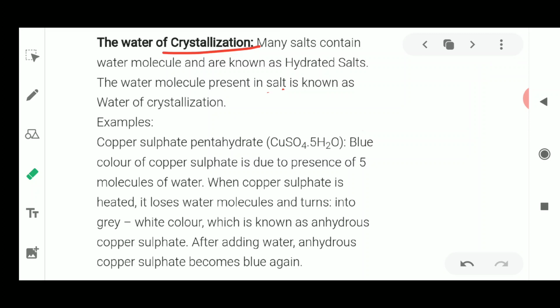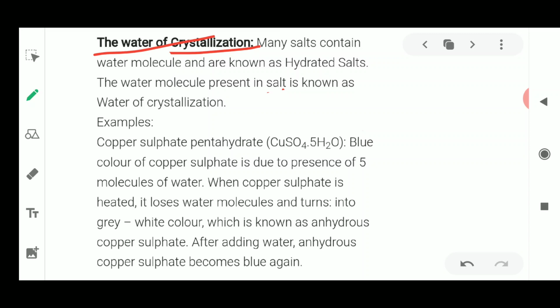Here we will discuss why a crystal is formed. This crystal is formed because of the property of water of crystallization. Now what is the water of crystallization? It means some kind of water which is related to crystallization. Crystallization means the process of forming crystals. Crystals are formed because of the water of crystallization. Many salts contain water of crystallization, and these are known as hydrated salts.